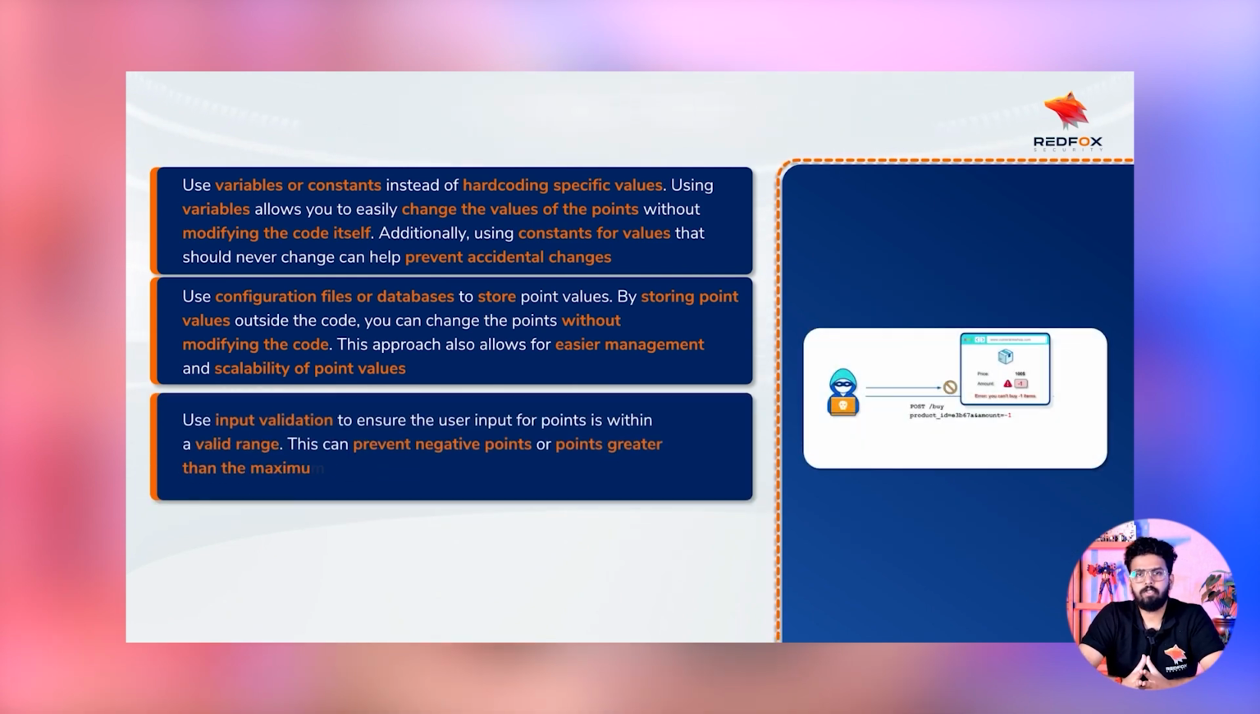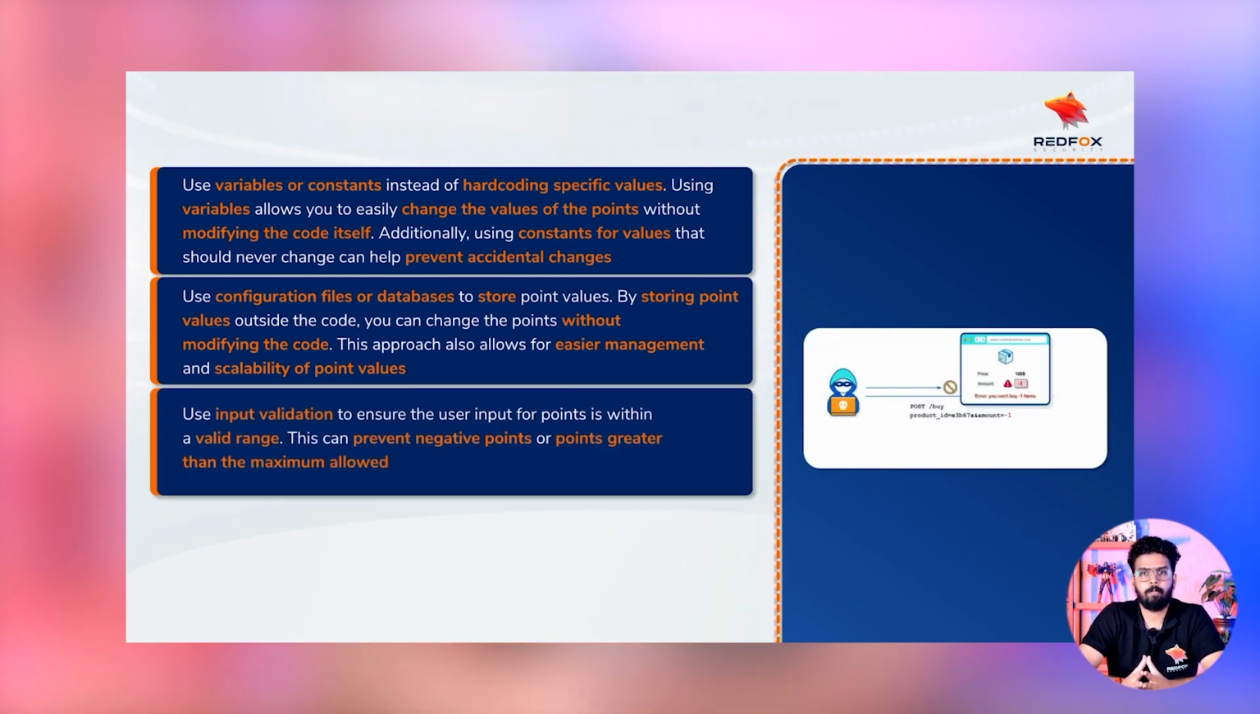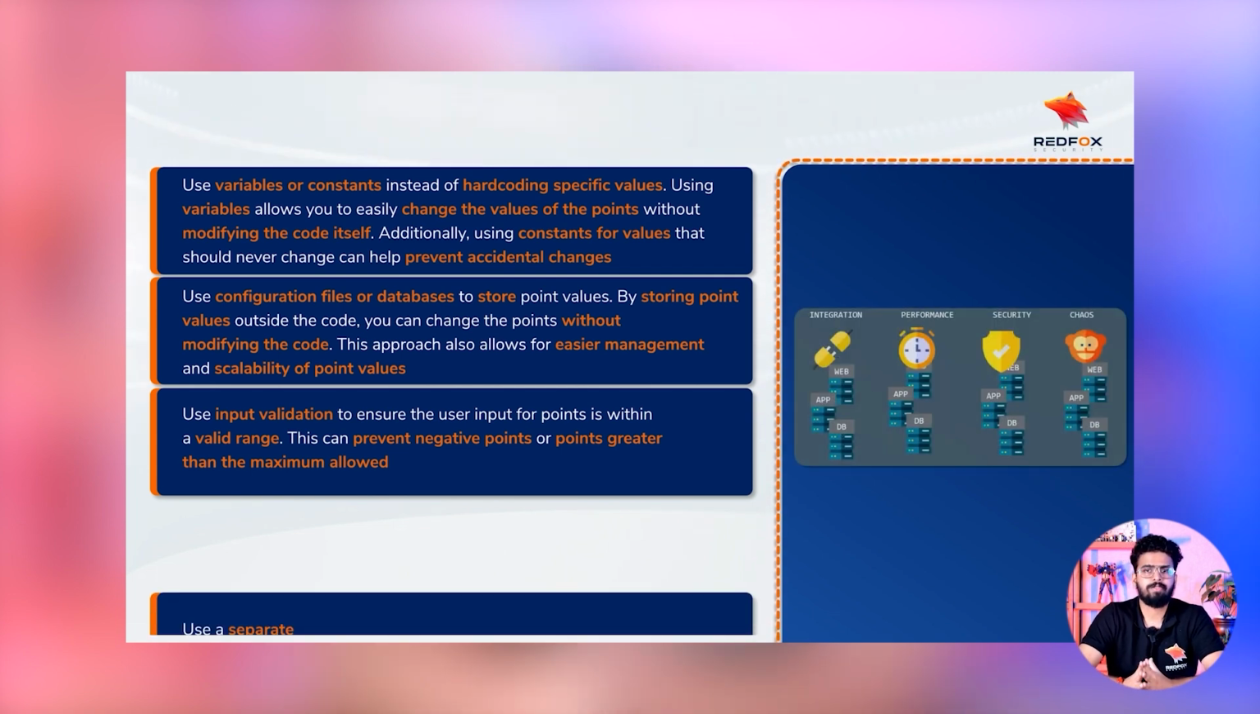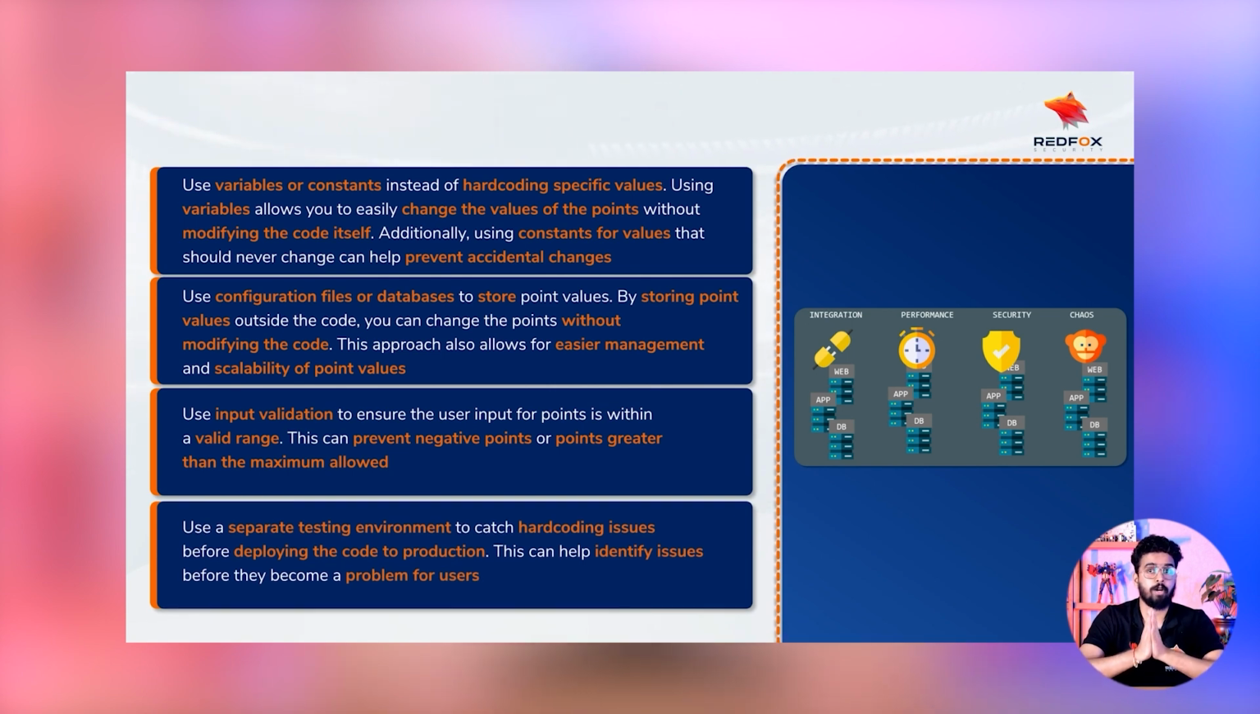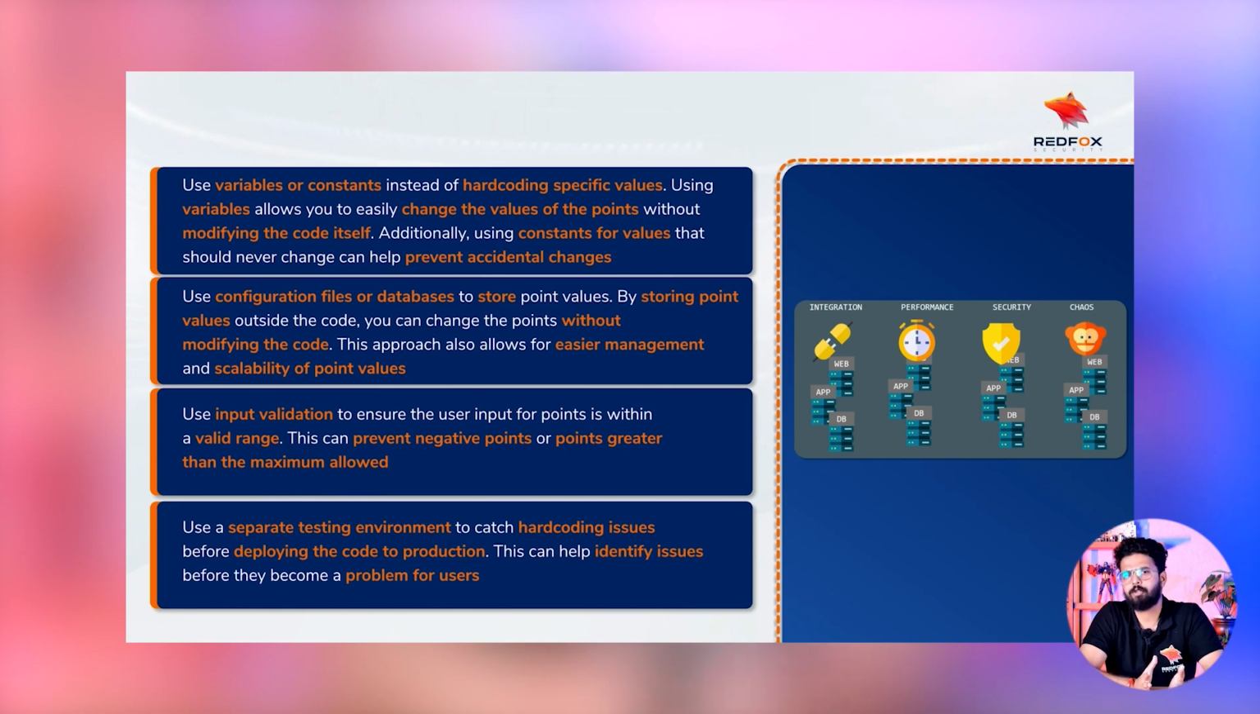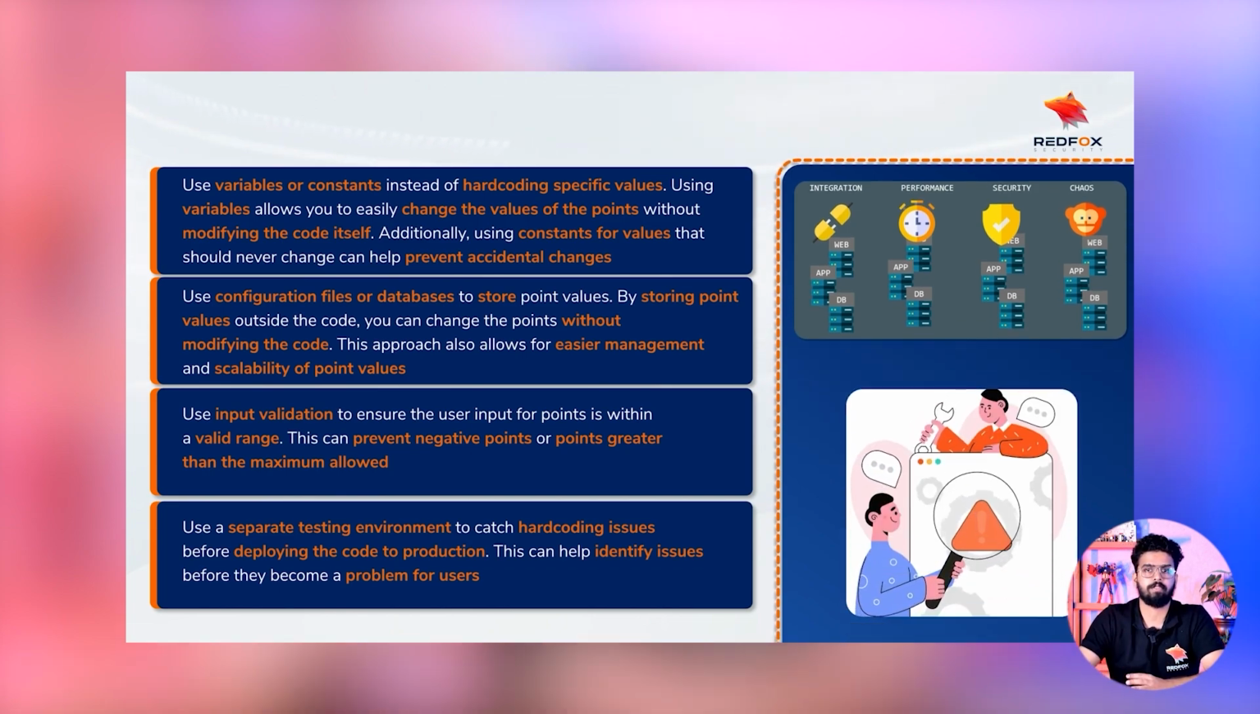Use input validation to ensure that the app input for points is within a valid range. This can prevent negative points or points greater than the maximum allowed. Use a separate testing environment to catch hard coding issues before deploying the code to production. This can help identify issues before they become a problem for users.